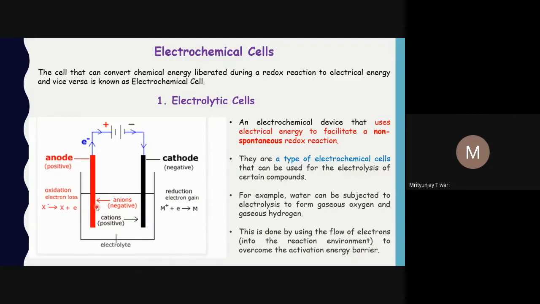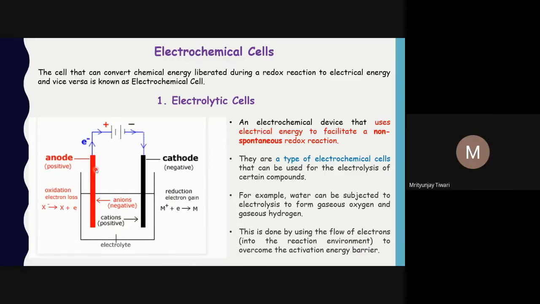For example, in the case of water, if you want to electrolyze water, the H plus ion will come here and accept an electron to form hydrogen gas. And the OH minus ion will travel to the anode, because the positive polarity is given to the anode. So the OH minus ion will move towards the positive polarity, and here it will form oxygen gas.